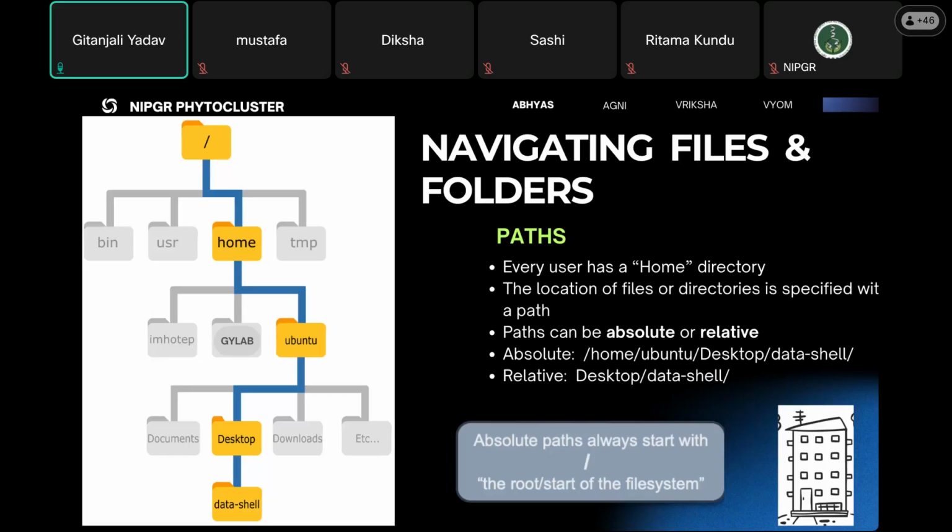And in the desktop, all of you just saw that we have a data shell. And in the data shell, how many directories? In the data shell on the desktop, how many directories? I'm looking at the chat box. If anybody remembers, iske niche kya hai? Very good, Ritama. Thank you. Radhika, you're absolutely right. There are 3 more directories within this data shell, and we don't know how many more.